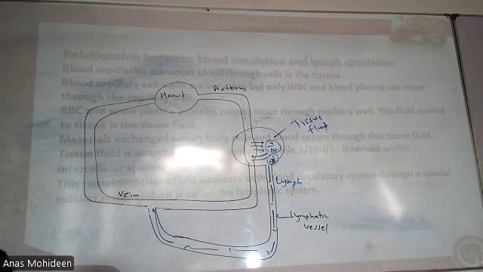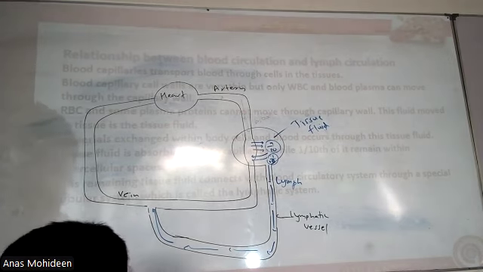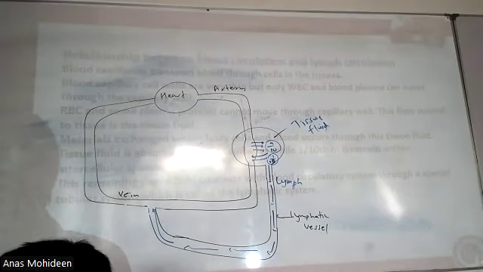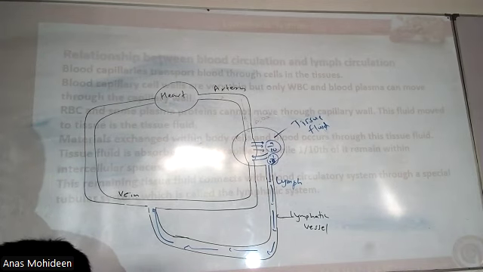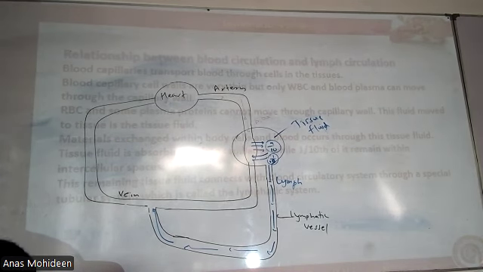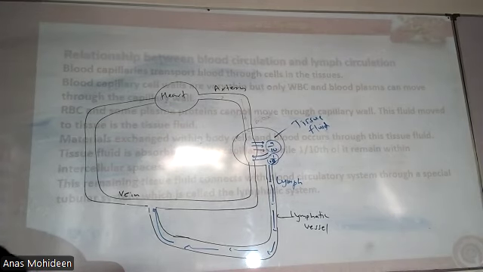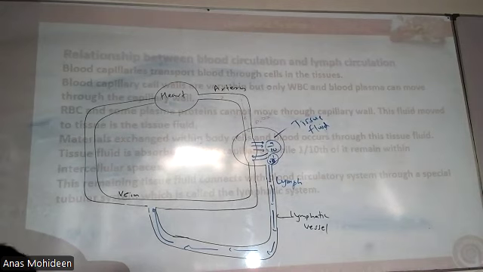Blood capillaries transport blood through cells in the tissues. Blood capillary cell walls are very thin. Underline that. Only WBC and blood plasma can move through the capillary wall. So the tissue fluid mainly contains WBC and blood plasma. RBC and some plasma proteins cannot move through the capillary wall. Underline that. That is why they are not allowed to enter the tissue fluid. This fluid moved to tissues is the tissue fluid.